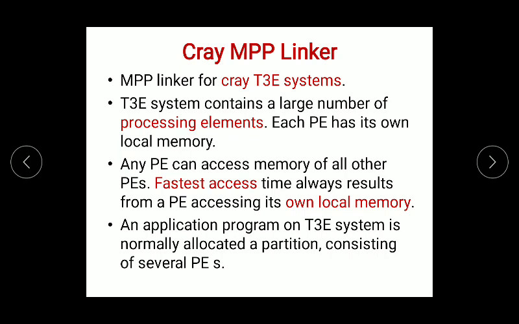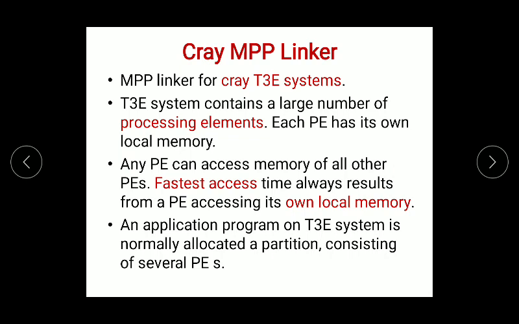The last one is called the Cray MPP linker, MPP for massively parallel processing. It is a linker for Cray T3E systems. A T3E system contains a large number of processing elements. Each processing element has its own local memory, something like distributed memory. Any processing element can access the memory of all other processing elements.